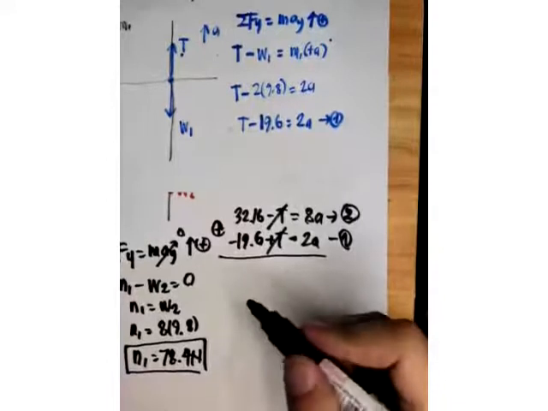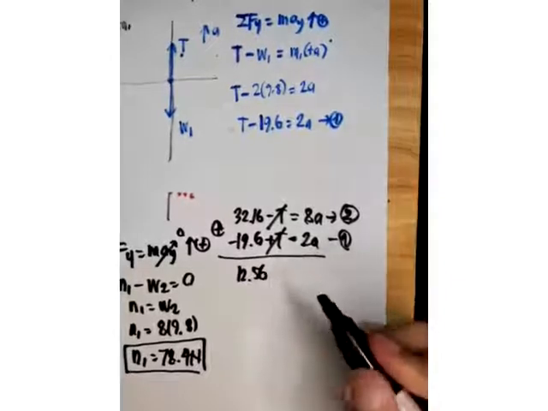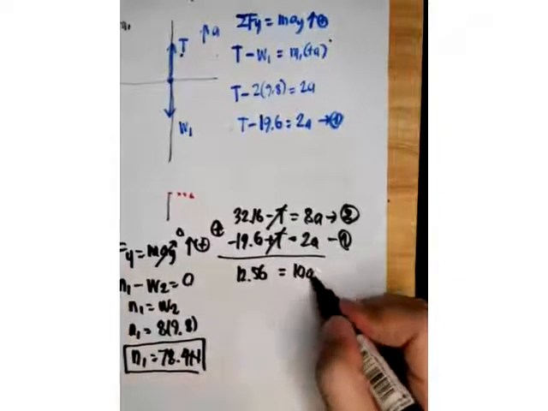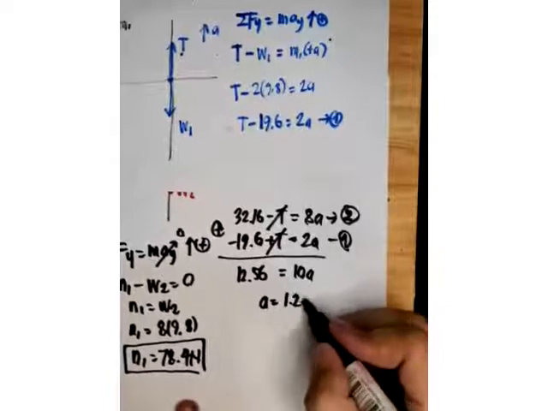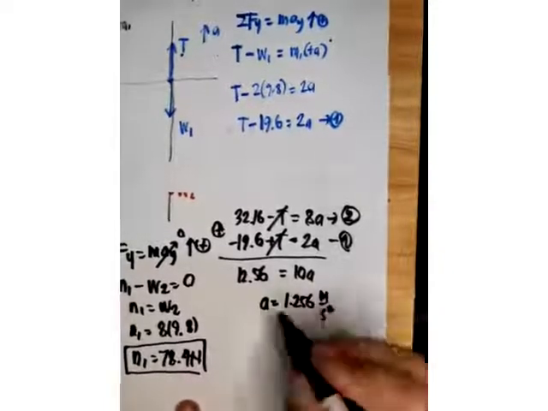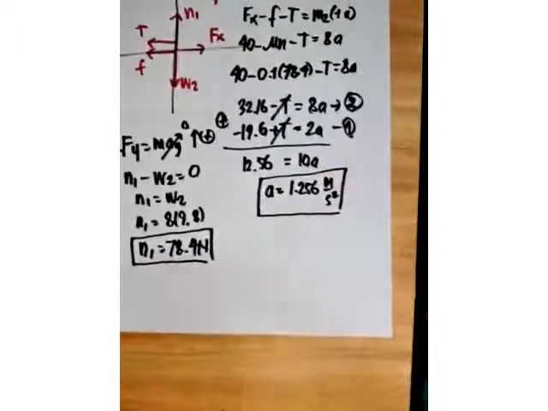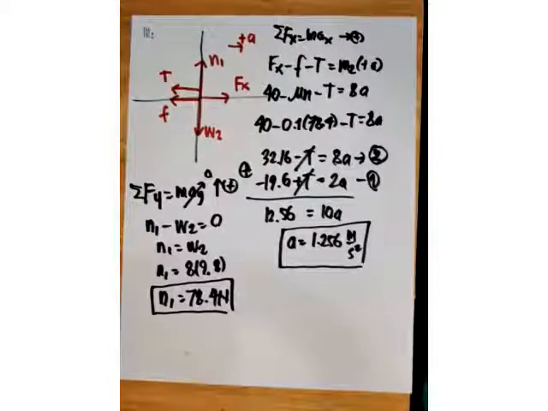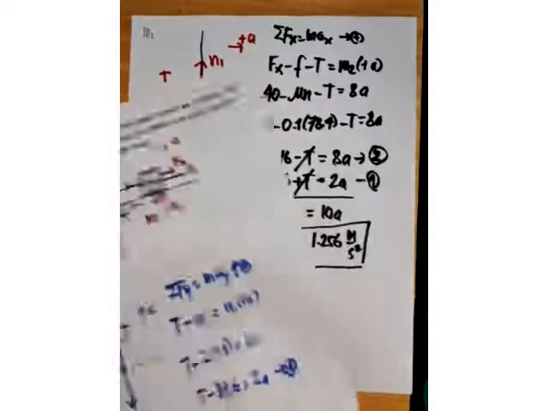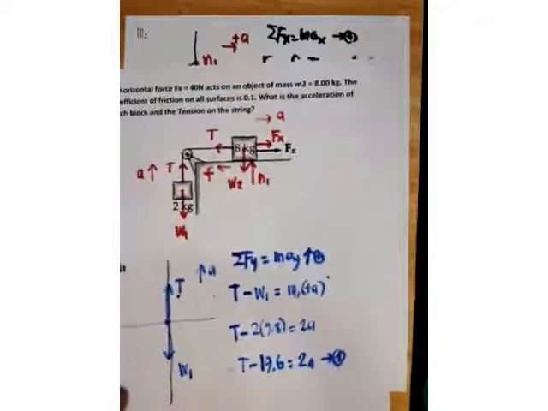And then so we'll have 12.56 is equal to 10a. So a is equal to 1.256 meters per second square. Ayan. So that's our acceleration. Okay, so the acceleration of the two objects is 1.256. If you will consider the direction, for mass 1, it's upward, and then for mass 2, it is to the right.